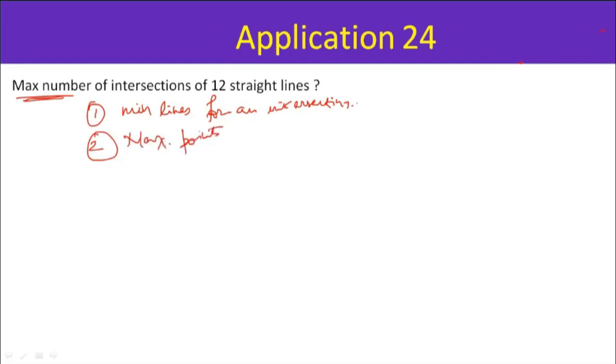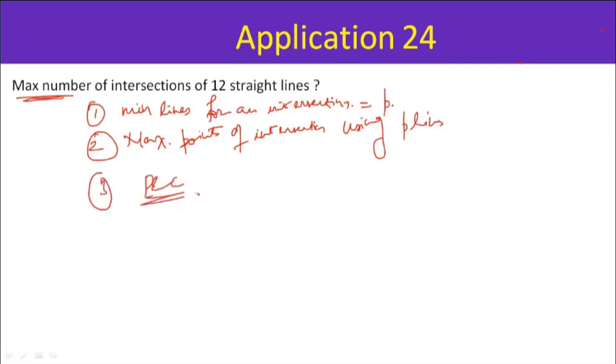Say these number of lines come out to be equal to P, right? Then you have to maximize the number of points of intersection using these P lines. And then third is simply nCr. For example, there are 12 straight lines, so you will simply select 12CP into whatever is that number of intersections. Third part is simple nCr, but is the first and the second part clear?